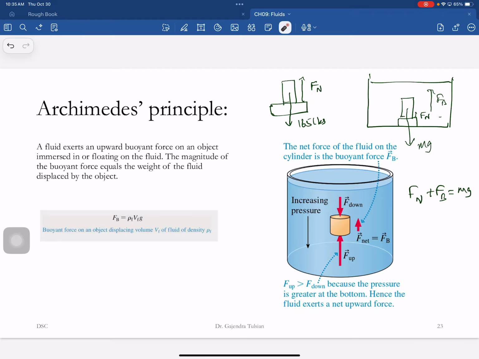You're weightless. Our density matches the density of water almost exactly, and so the buoyant force is equal to your weight. So underwater, you'll be weightless. Anyway, the buoyant force is equal to the weight of the displaced fluid. The magnitude of the buoyant force equals the weight of the fluid displaced by the object.